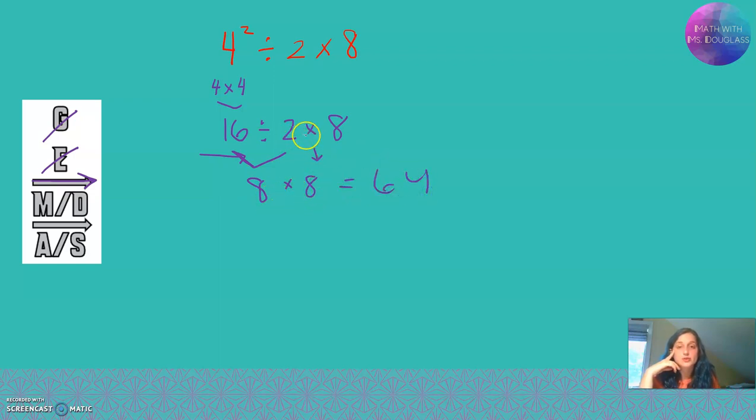If you do the 2 times 8 first, you're going to get the wrong answer. So you have to make sure you're paying attention to the order in which you solve your order of operations problems.